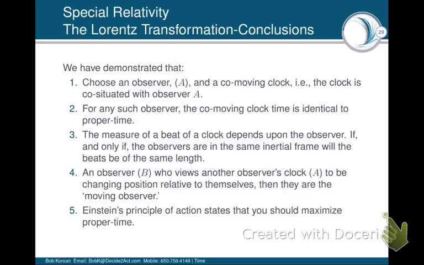Einstein's principle of action states that you should maximize proper time. And as we saw in the previous table, Alice, who's not moving relative to Bob, has a longer proper time than Bob does. This is what Einstein's principle of action means.